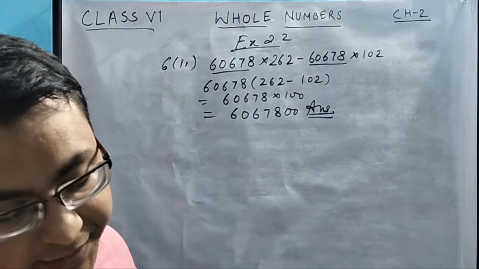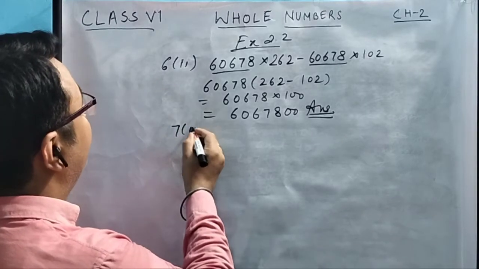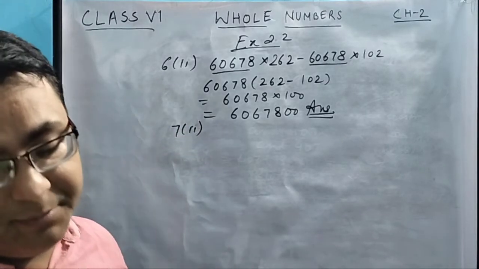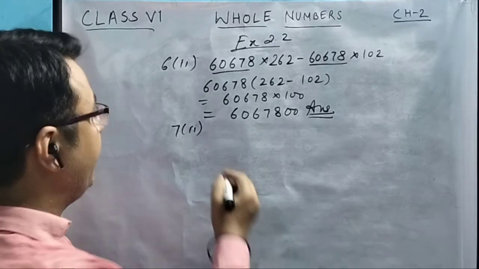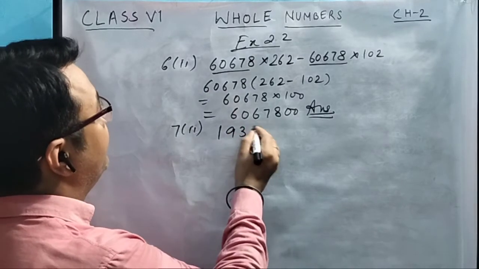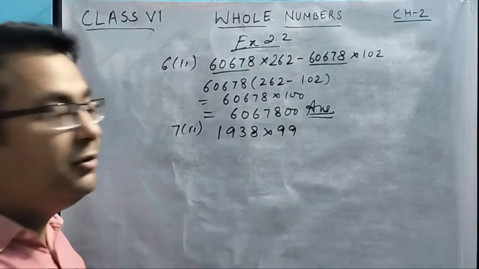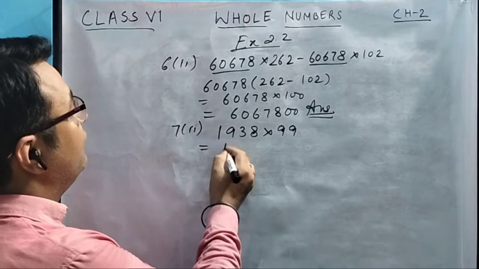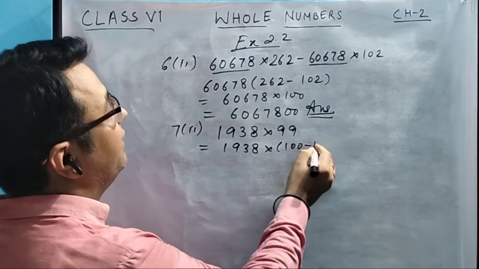Next we will take the next question. We have to find the product using distributive property. Question is 1938 into 99. We have to find the product using distributive property. So we can write 99 as 100 minus 1.